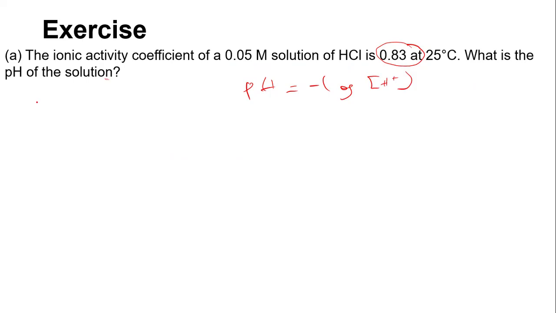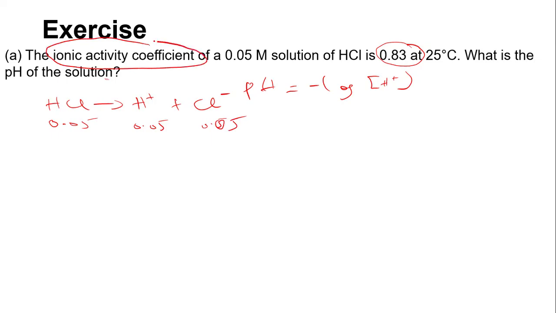Now, if it was an ideal solution, we would have had HCl reacting to form H plus and then the Cl, right? The biggest mistake we can make in a real solution is to consider that it is ideal, meaning that we can just assume 0.05 molar here, this will be 0.05, this will be 0.05. But always when we give you the activity coefficient, you work with real solutions. So you find the activity, right? You cannot just use the concentration here, you get it wrong.